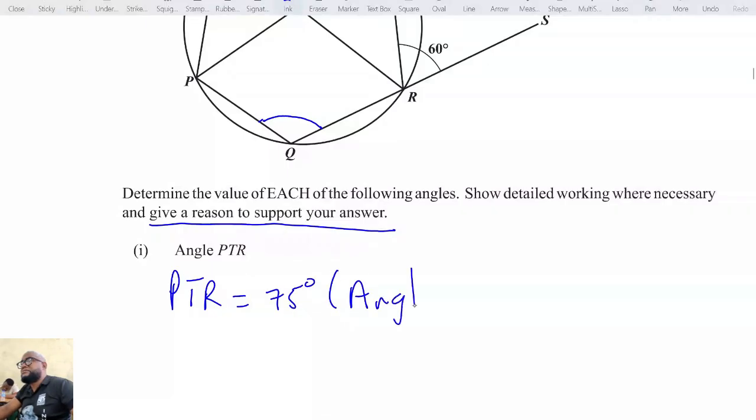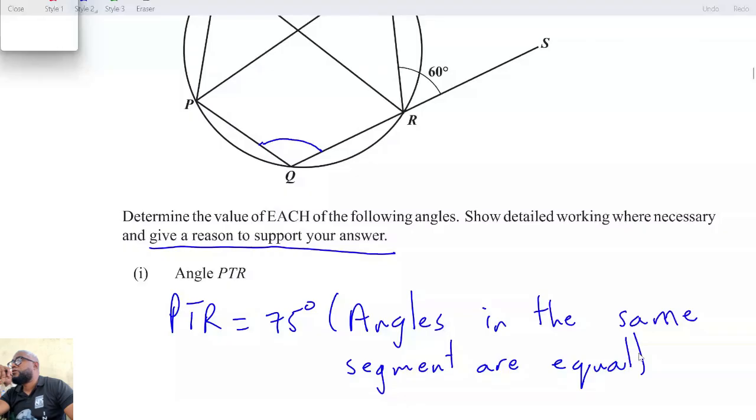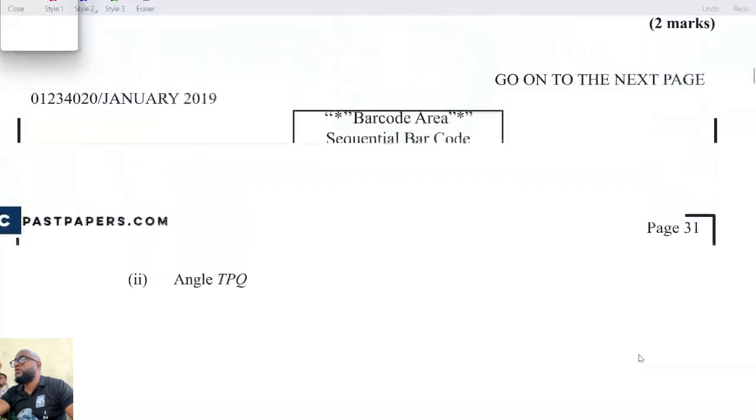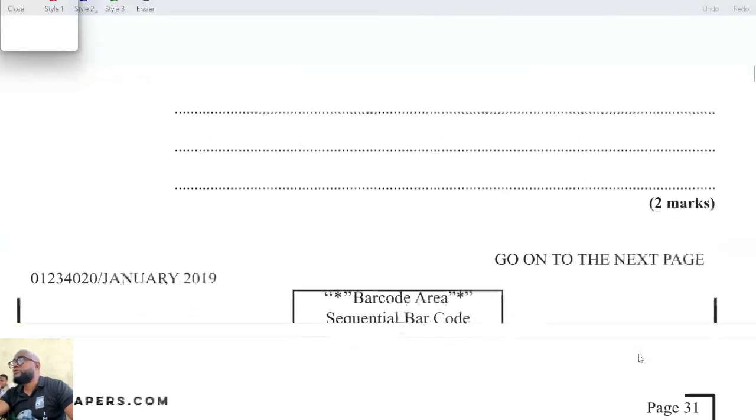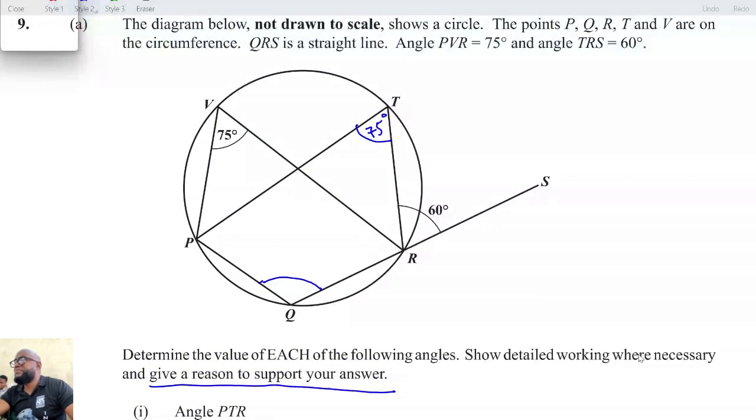And the reason is angles in the same segment are equal. Right, let's go to the next part. Angle TPQ. Let's locate TPQ, T to P to Q. That's this angle they're looking for here.